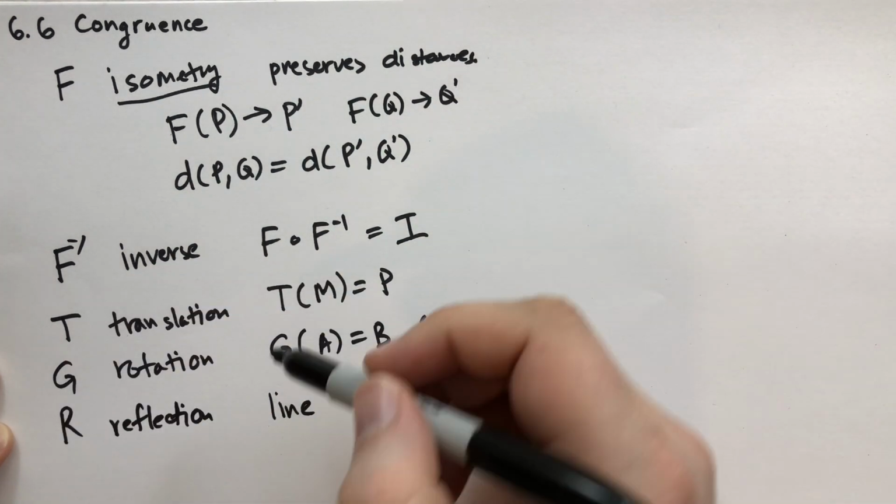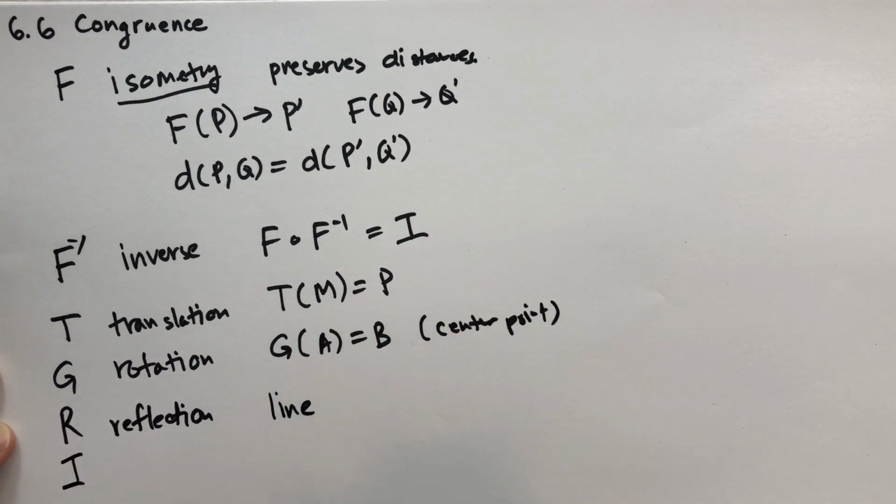And of course you have the identity, that's an isometry as well, a trivial isometry. These four work together to produce any isometry that you'd like to have. So isometries are unique. Isometries have an inverse, and you can express any isometry as a composition of those mappings.